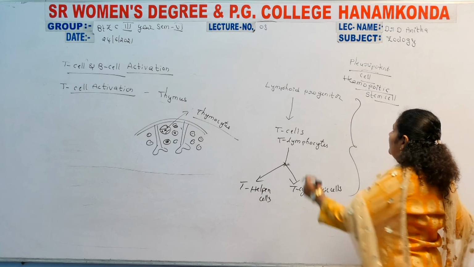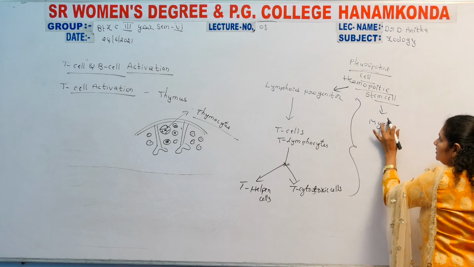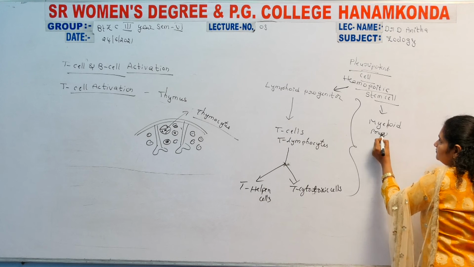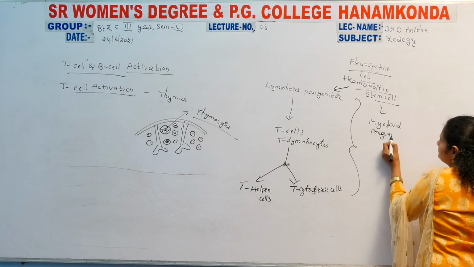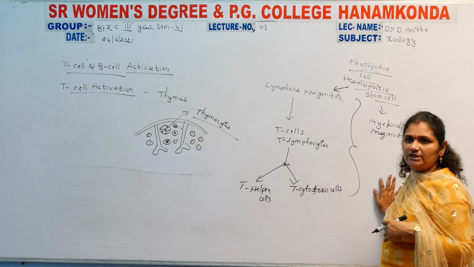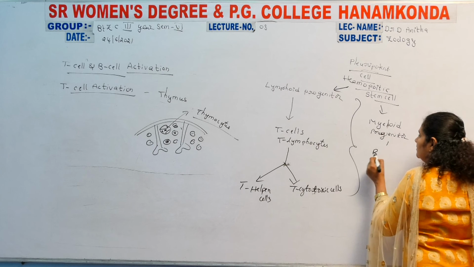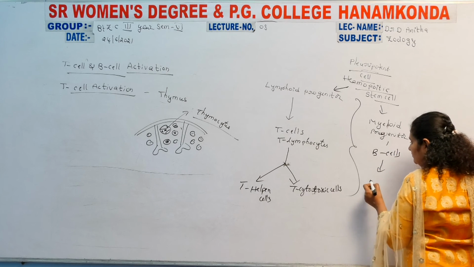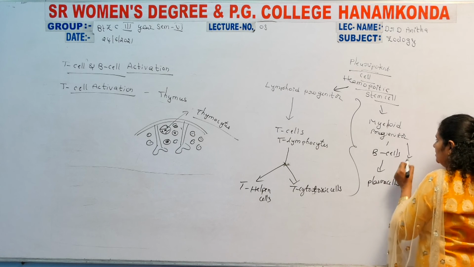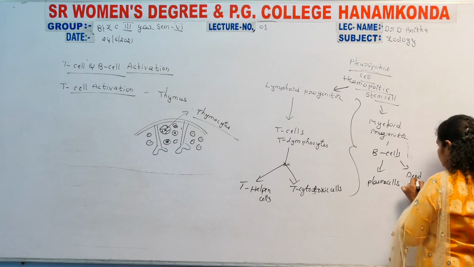From that, the lymphoid and the myeloid progenitors are formed. We already completed it in our previous classes. So these are the myeloid progenitors. The myeloid progenitor is a precursor for the formation of the B cells, and they are again differentiated into the plasma cells, and also from the B cells, the dendritic cells are formed.